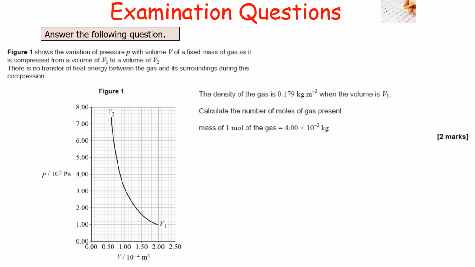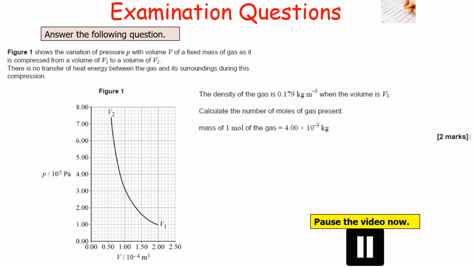The next question says that the density of the gas is 0.179 kilograms per metre cubed when the volume is V1. Calculate the number of moles of gas present, where the mass of 1 mole of the gas is 4 times 10 to the minus 3 kilograms. Pause the video now, then unpause the video when you want to go through your answer.